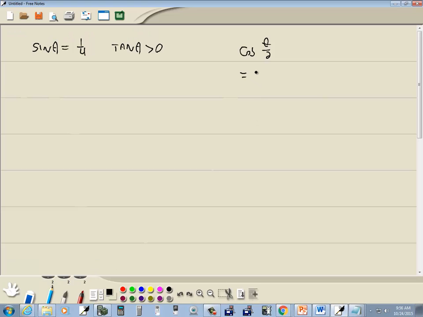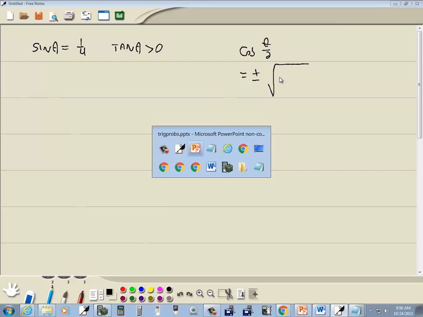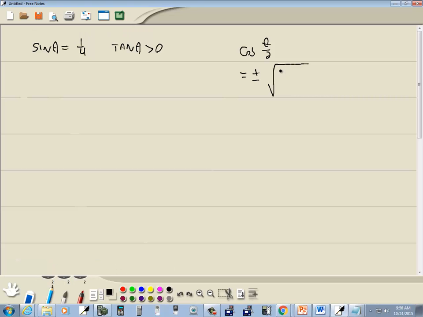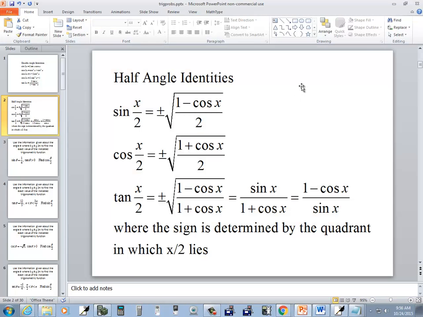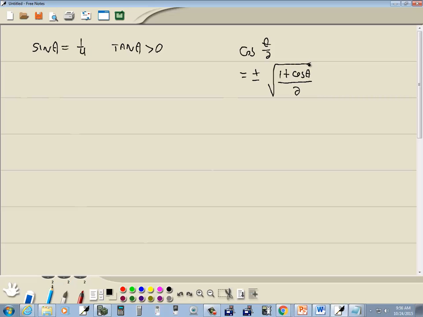It's going to equal plus or minus the square root of (1 plus cosine theta) over 2. So it looks like the two things we need are cosine theta, and we also need to determine what our signs are. First off, sine is equal to positive 1/4. Now sine is equivalent to our y value, because remember sine is y over r, and r is always positive. So they're saying y is positive, which is these two quadrants.